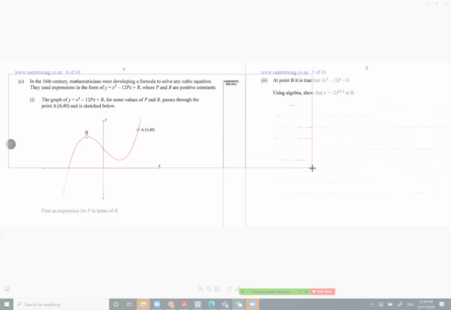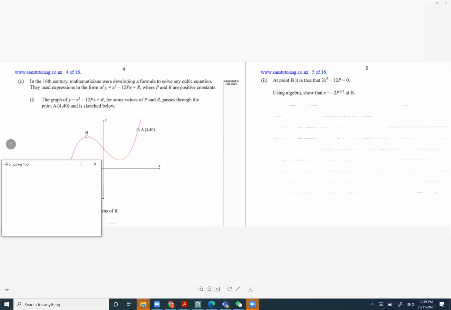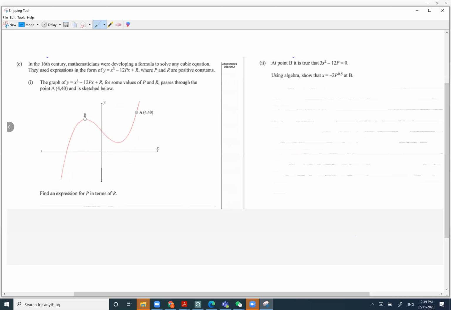Okay, let's try this one together. The mathematician formula for cubic equation. The graph passes through some point. If it passes through the point (4, 40), just do substitution. 40 is the y value, 4 is the x value.